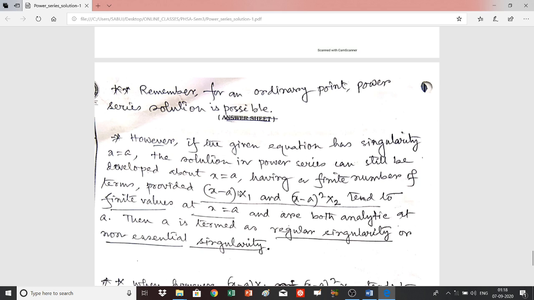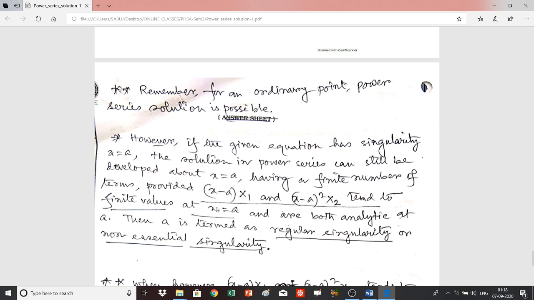If, however, these two terms have finite values at x equal to a, then the power series solution is possible. That means if a given function has a singularity at x equal to a, the power series solution can still be possible. You have to remember that these two terms, (x minus a) into X1 and (x minus a) whole square into X2, should be finite. If they become infinite, then the solution is not possible.